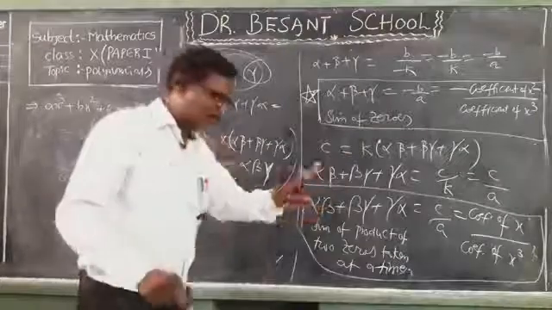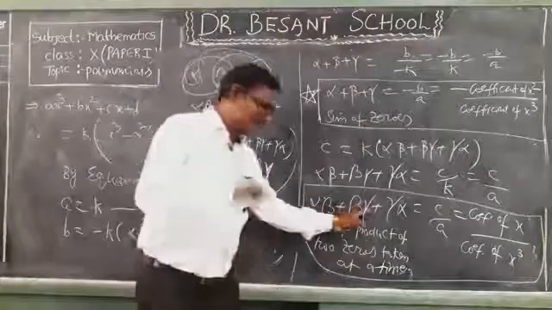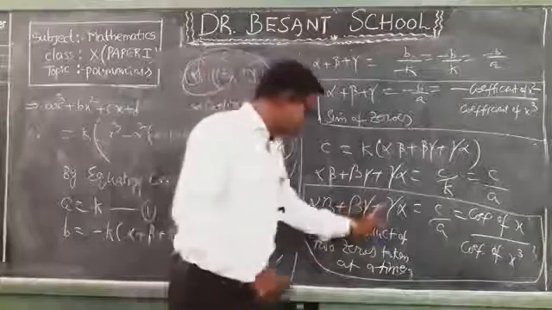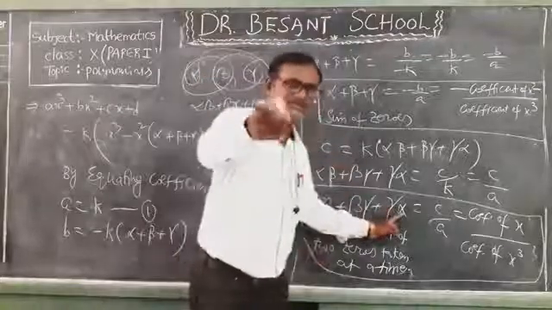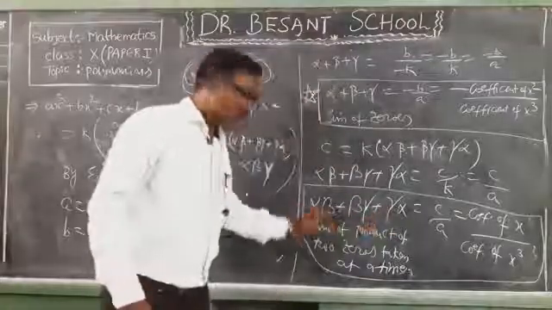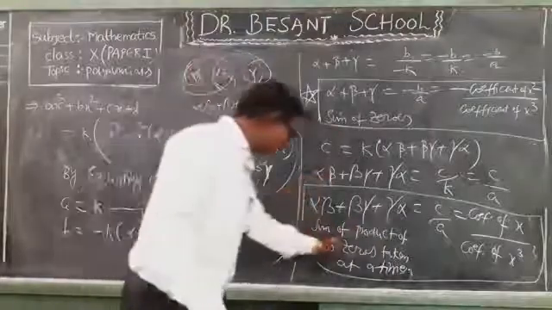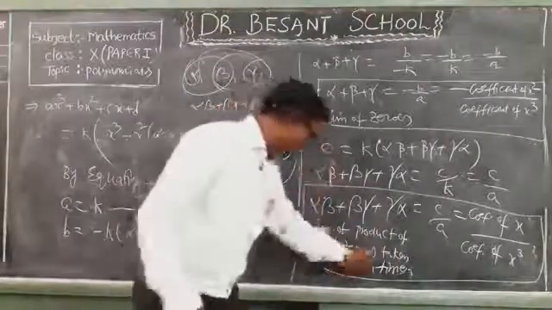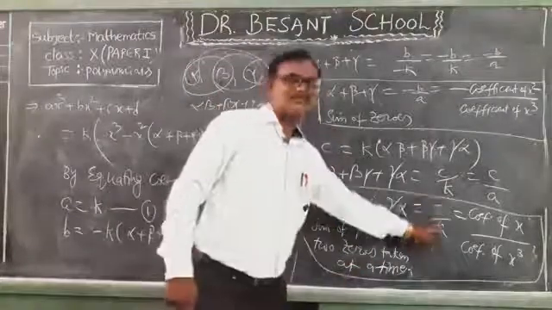Alpha into beta, product of these two zeros, plus beta into gamma, product of these two zeros, plus gamma into alpha, product of those two zeros. Sum means plus. So that's why verbally we write it as a sum of product of two zeros taken at a time. That is equal to c by a.